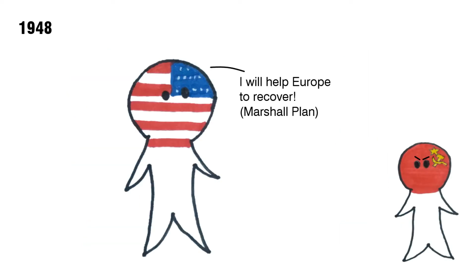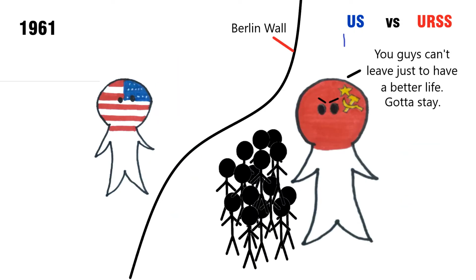First, in 1948, the US sends economic support to West Europe to recover from World War II, which East Europe wanted too, and the Soviet Union didn't give. This was a win for the US. Later, the Berlin Wall is built in 1961 to stop people going from East Europe to West Europe. Win to the Soviet Union, I guess?